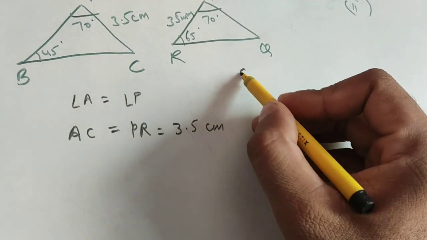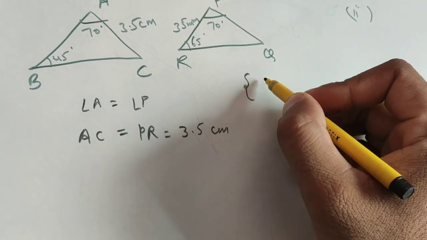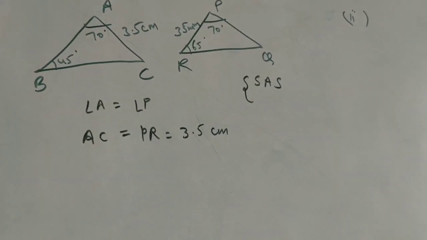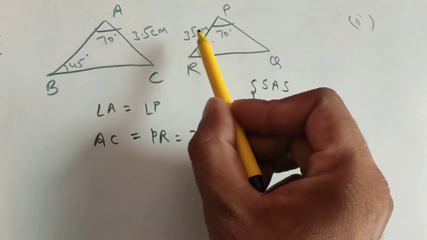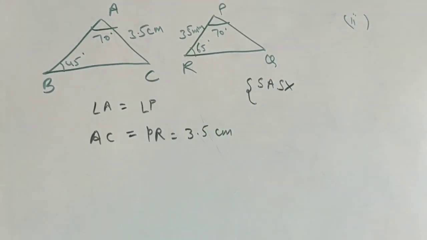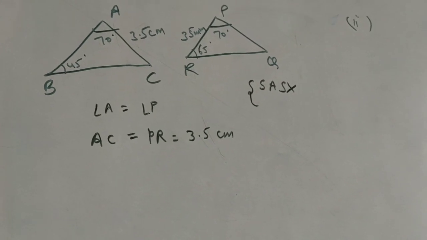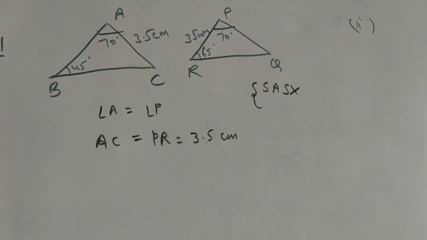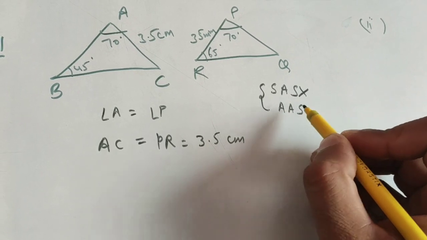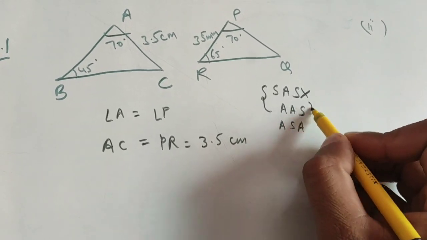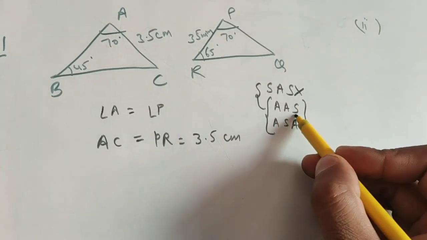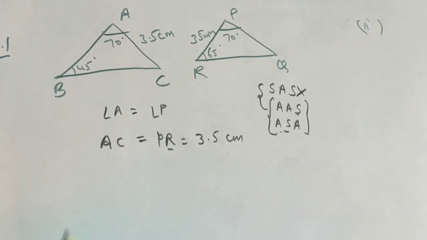Now if you remember those criteria, we have a criterion in which two sides and one angle could be equal. Here only the length of one side is given, so there can be no rule in which we need two sides, so SAS will be rejected. Now we are looking for either AAS or ASA, because in these two only one side is needed, so we have one side AC equal to PR.